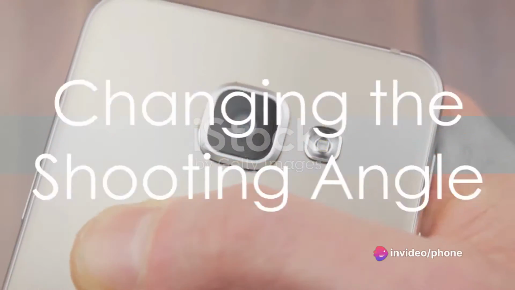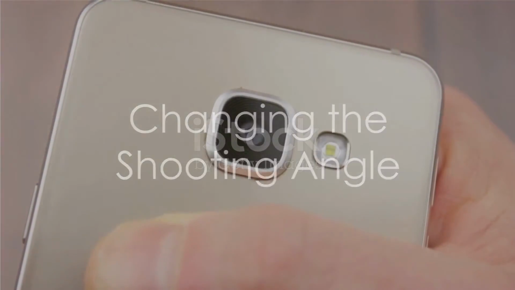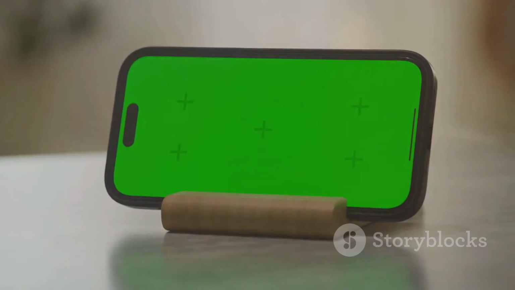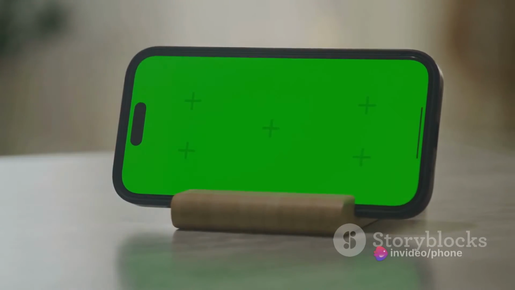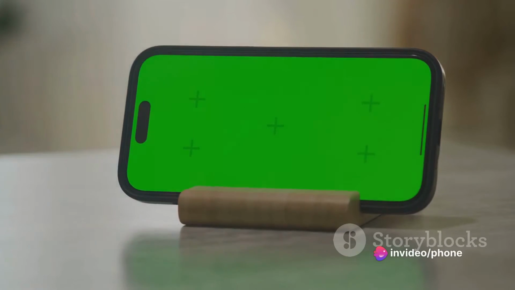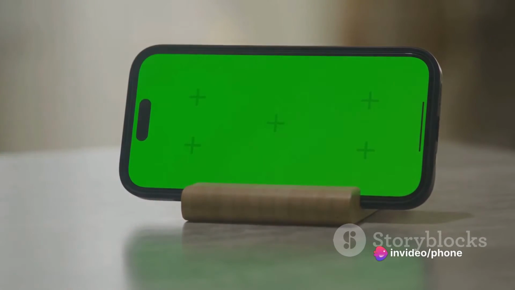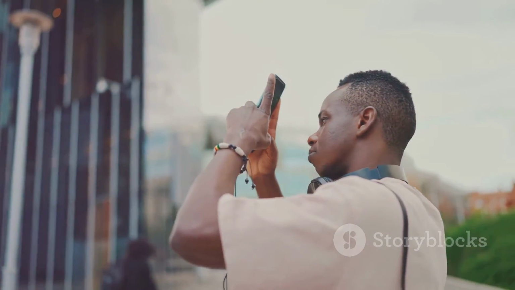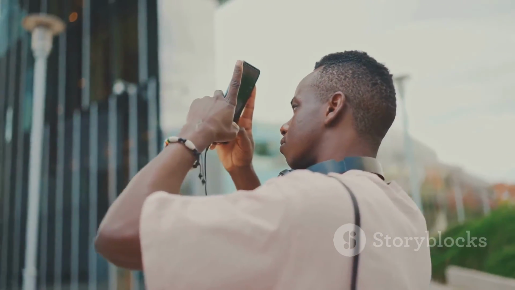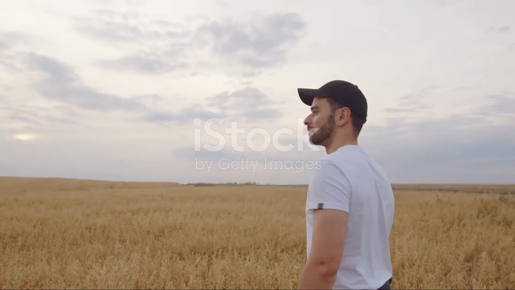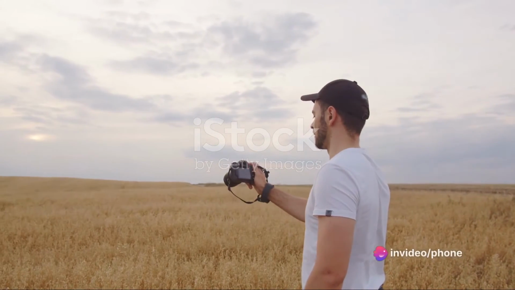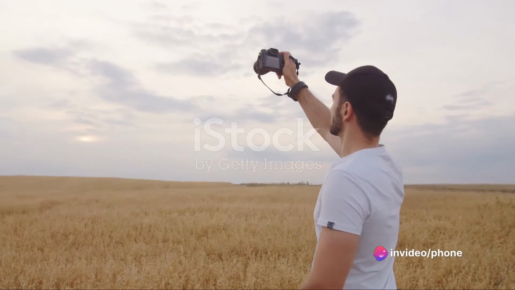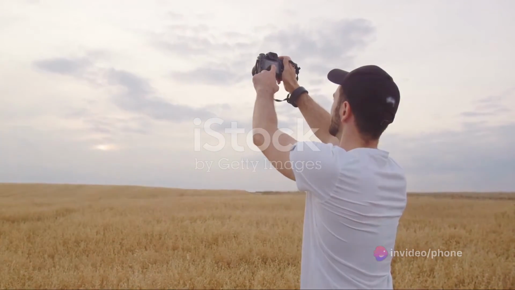The second method to tackle the lazy eye problem is to change the angle of your shot. Now, this might sound a bit technical, but it's actually quite simple. Sometimes it's the shooting angle that's making the lazy eye more noticeable. So what can you do? Change your perspective. Imagine you're taking a photo of a friend. Instead of standing directly in front of them, try moving to their side or even getting a little higher and shooting downwards. By adjusting your position, you're essentially changing the angle at which you're capturing the image.